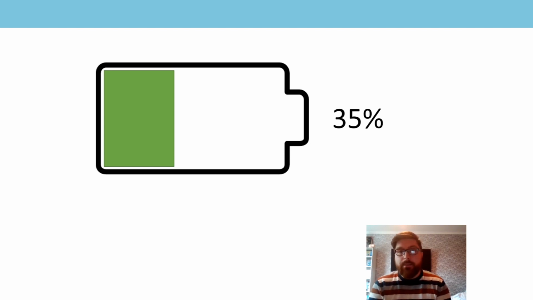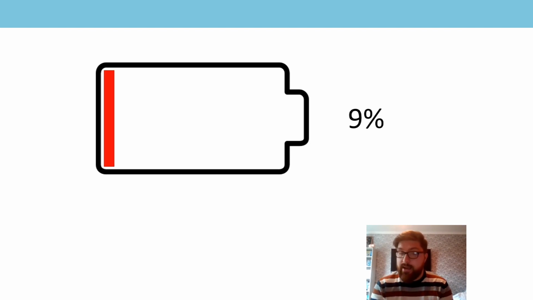Now, here we can see a battery showing 35%. Okay, now we can see that I've been using my phone a little bit more here, can't we? Because there is less charge left in the battery and it's now only at 9%. So next time you're on an electronic device, see if you can spot how much battery power is left in your device. I wonder if you're as bad as me.